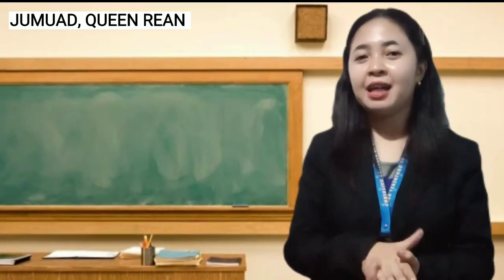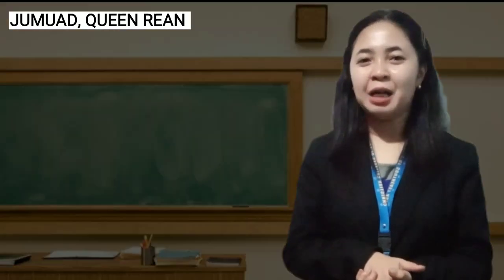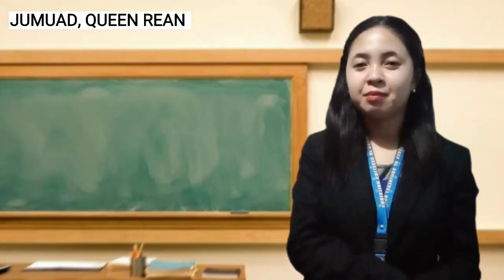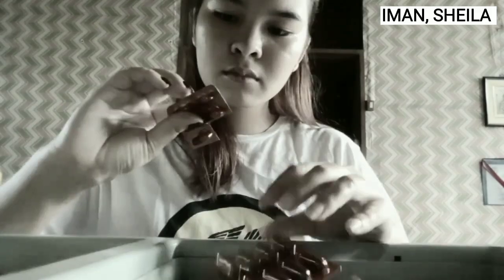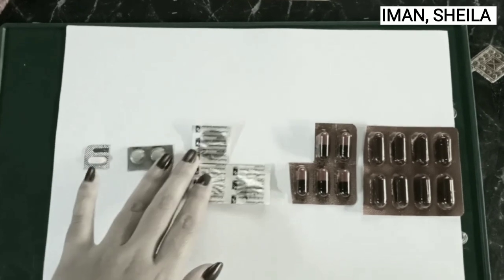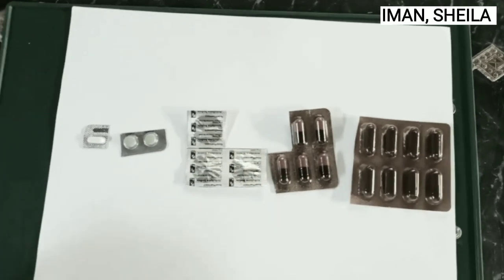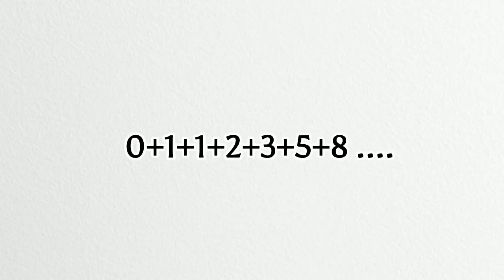Wonderful, Miss Gulyaban. I appreciate how you adapted the idea. Yes, Miss Iman. One morning when I was preparing the medicines for my grandmother, I noticed that the tablets are arranged by 1, 2, 3, 5, and 8, which follows the rules of the Fibonacci sequence wherein the sum of two preceding numbers are present. For example, 0 plus 1 equals 1, 1 plus 1 equals 2, then 1 plus 2 equals 3, and 2 plus 3 equals 5, and 3 plus 5 equals 8, and so on.